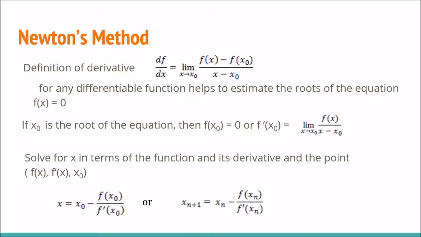F prime of x naught equals f of x divided by x minus x naught. We solve for x in terms of a function.